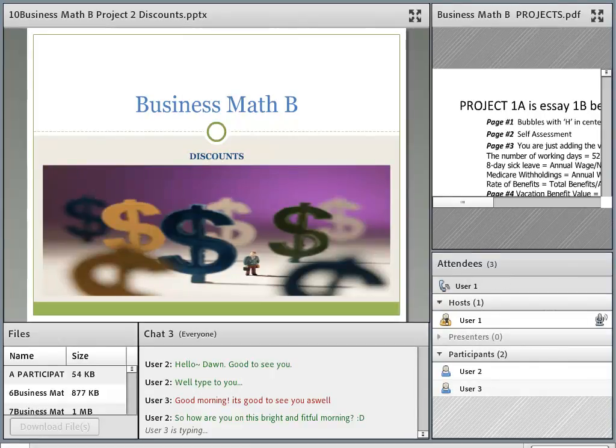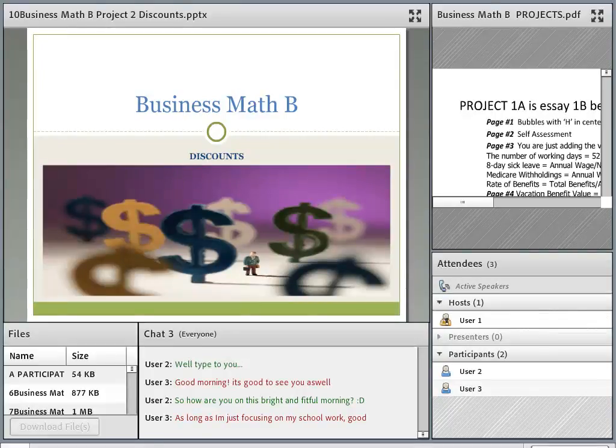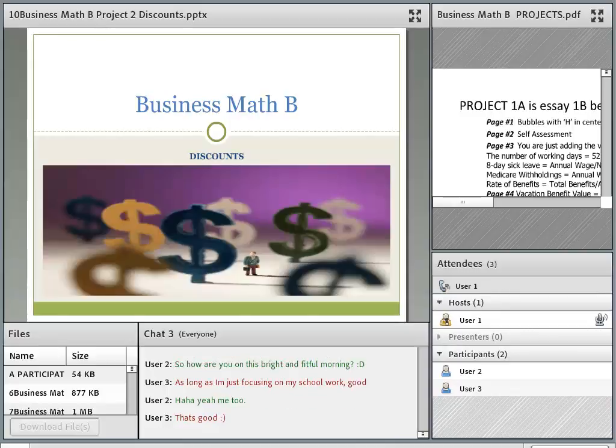Discounts were covered in your lesson number 6 and number 8, and also in your project 2. So if you have not completed your project 2, you can verify this information. This will help you complete this. To stay on pace, project 2 is actually due by Sunday.